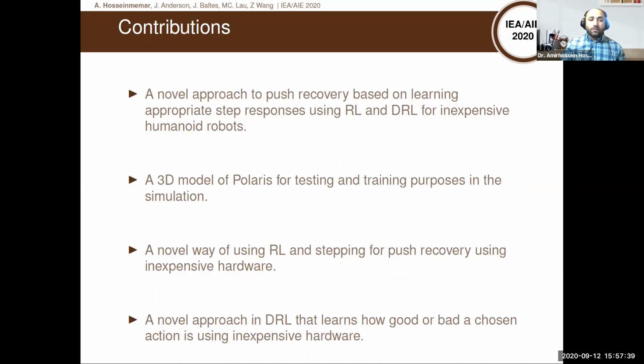Our contribution for this paper: a novel approach to push recovery based on learning appropriate step responses using RL and DRL for inexpensive humanoid robots, a 3D model of Polaris for testing and training purposes in the simulation, a novel way of using RL and stepping for push recovery using inexpensive hardware, and a novel approach in deep reinforcement learning that learns how good or bad a chosen action is using inexpensive hardware.